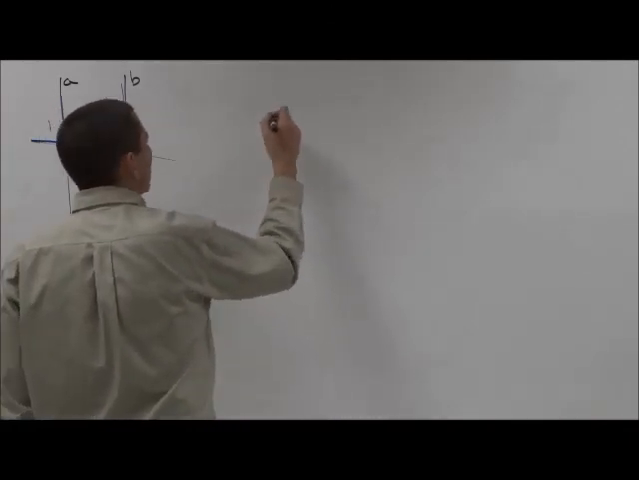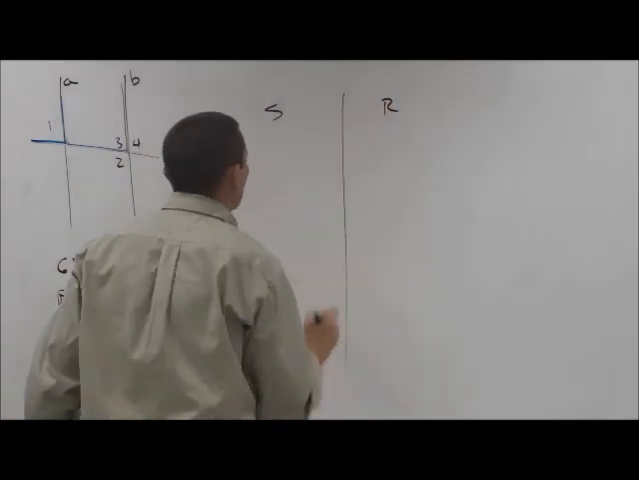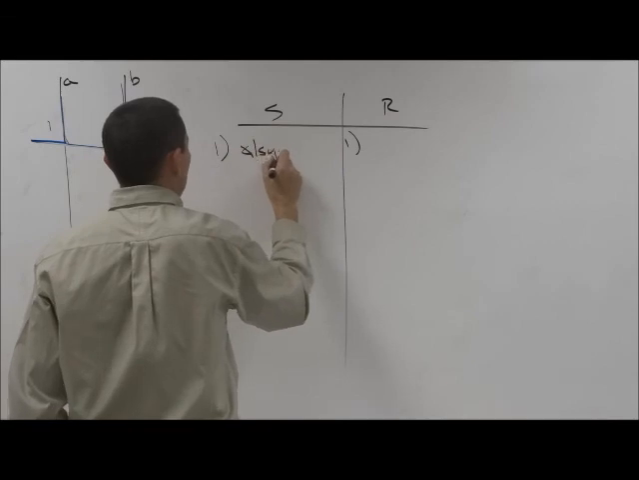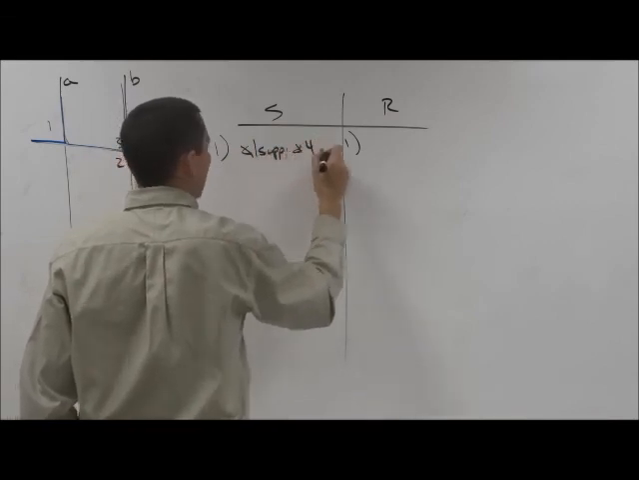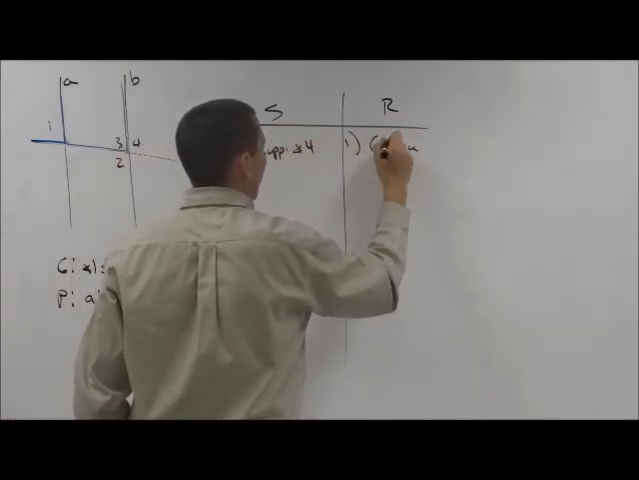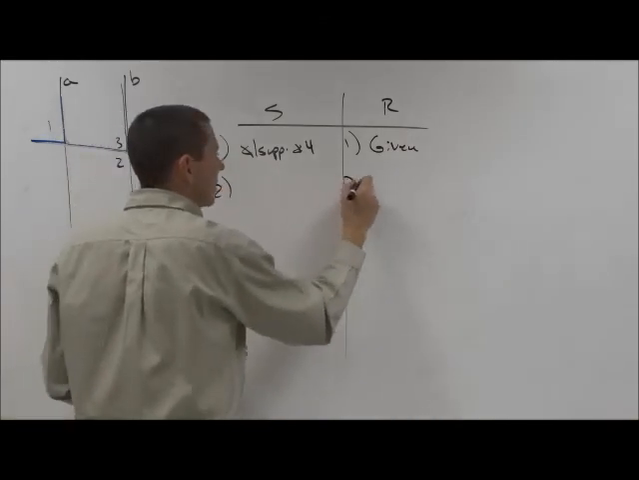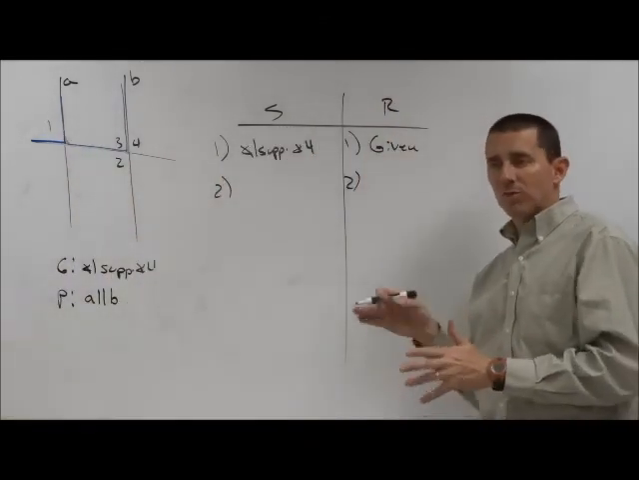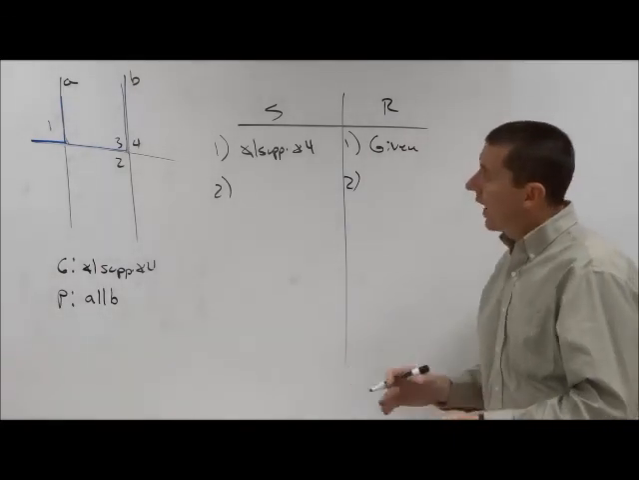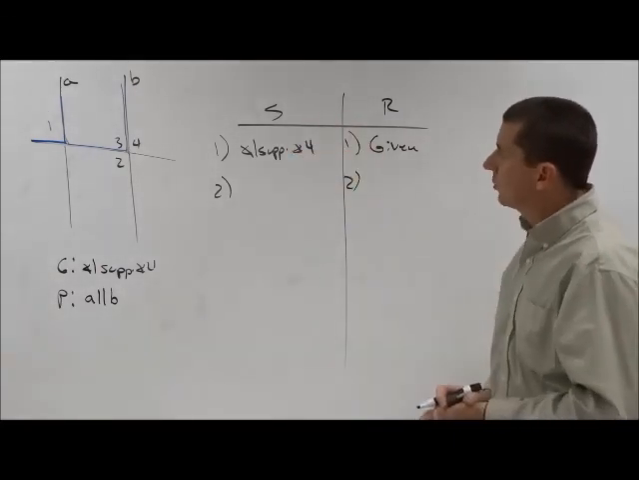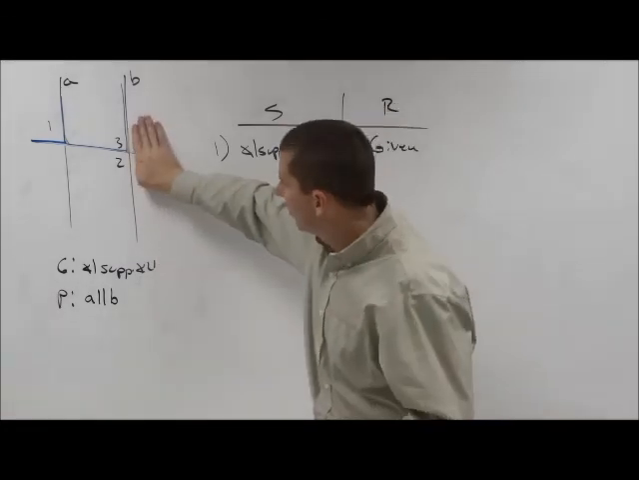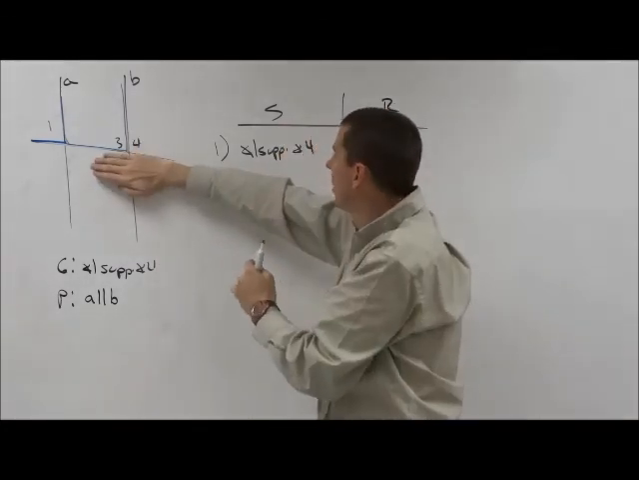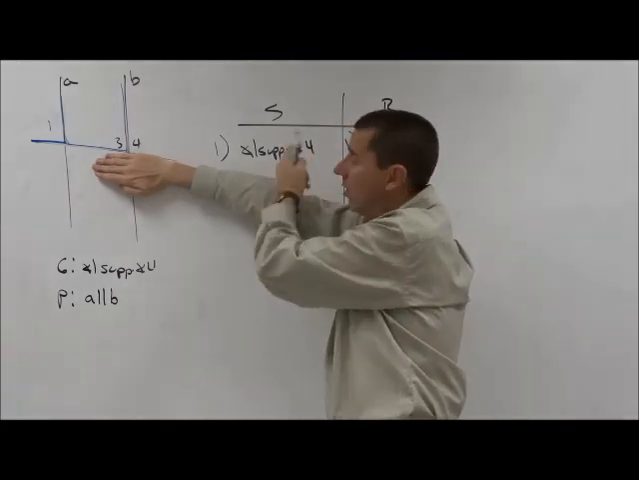Well, let's take a look at this. Statements, reasons. We start off with the given, angle 1 supplementary to angle 4. Again, if I didn't want to use same side interior angles, I wanted to try to use that supplements of congruent angles are congruent. Do I have any other supplementary angles in this figure? Well, 2 and 3 are supplementary. That's not going to help me with this. 3 and 4 are supplementary.